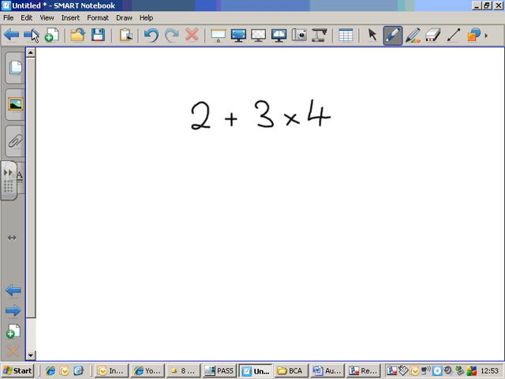Let's work through some examples. 2 plus 3 times 4. Sounds simple, doesn't it? 2 plus 3 is 5. 5 times 4 is 20. But that's not right, is it? Because we have to follow BIDMAS. And we always follow BIDMAS.